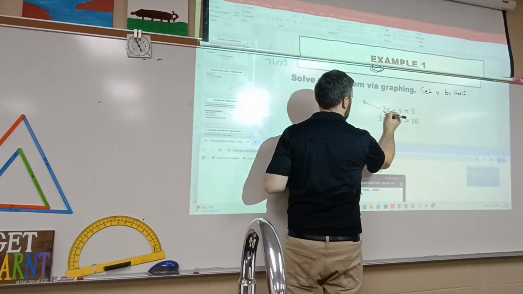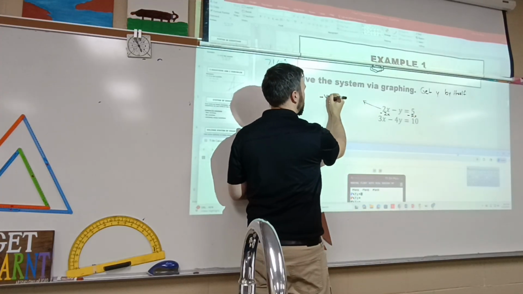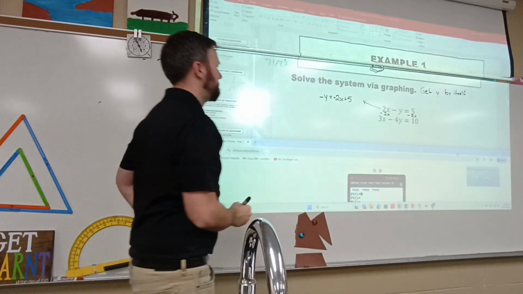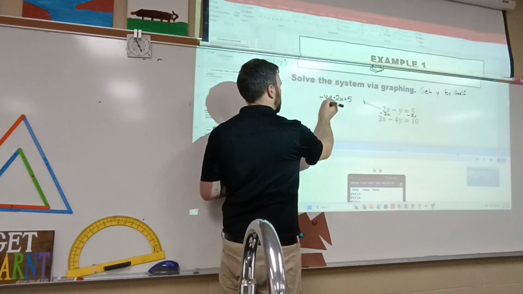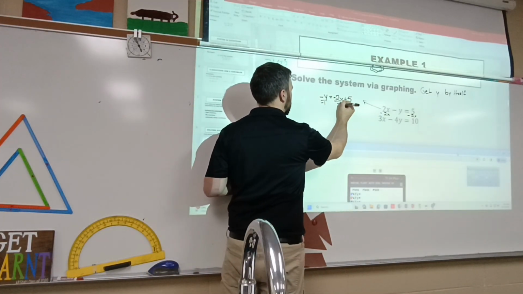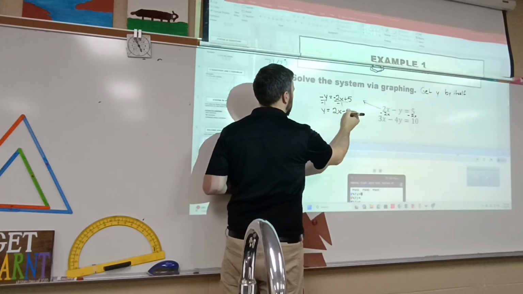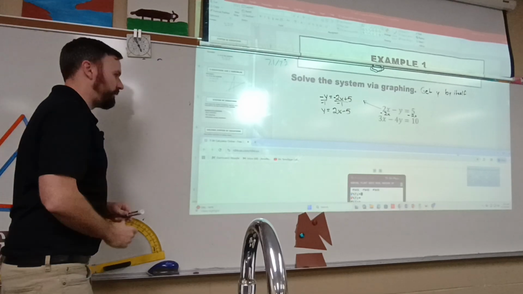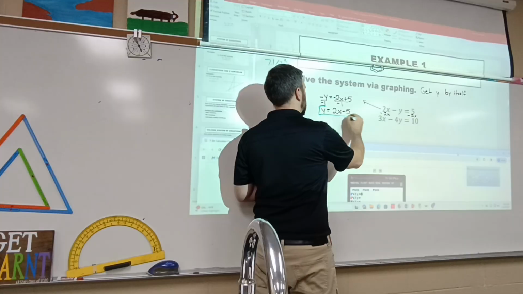Subtract the 2x over. So I get negative y equals negative 2x plus 5. And then I can divide by negative 1. I get y equals 2x minus 5, right? Any questions what I did there? Getting y by itself, because my calculator can't handle not y by itself. So that's one equation.